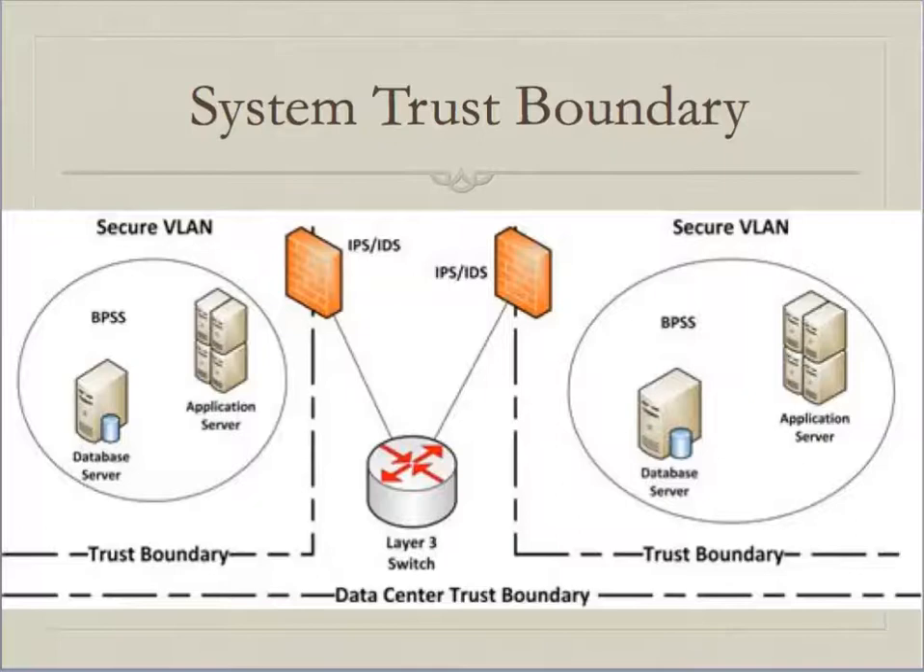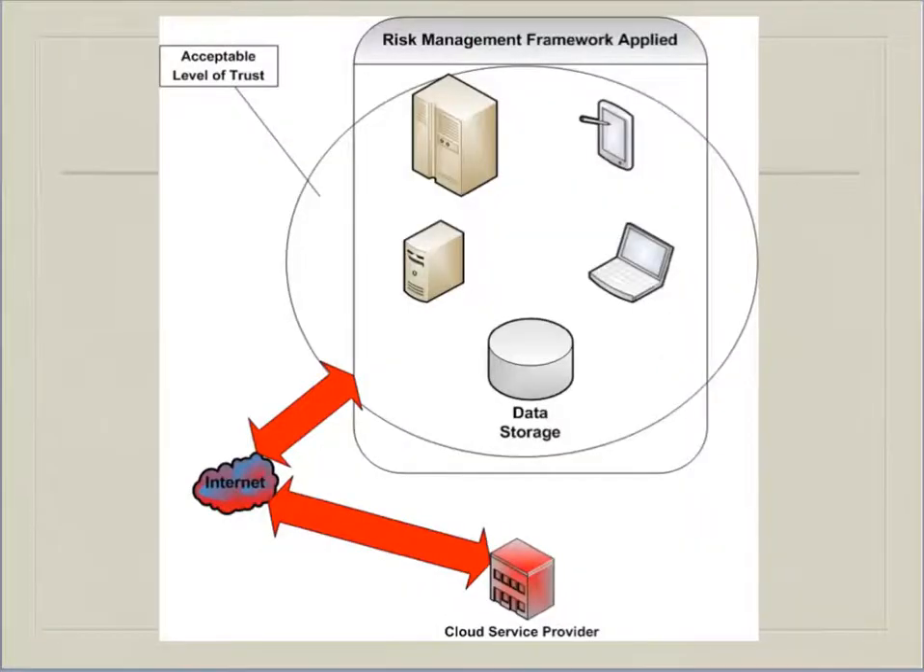Other trust boundaries exist, like this. So I have my data center trust boundary, and now I have a cloud service provider. We know for a fact that the internet is not a trusted network. We also, when we first sit down with a cloud service provider, assume that there's an insufficient level of trust between the network segment that will be communicating with the cloud service provider and the cloud service provider's network.